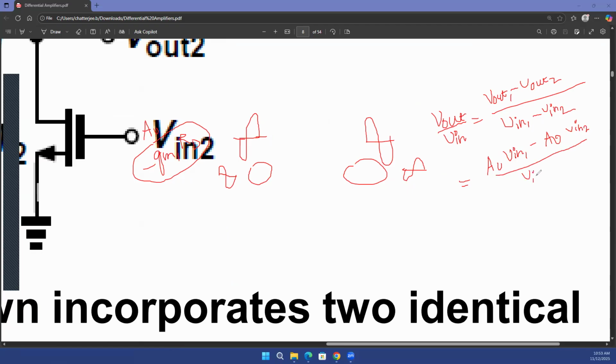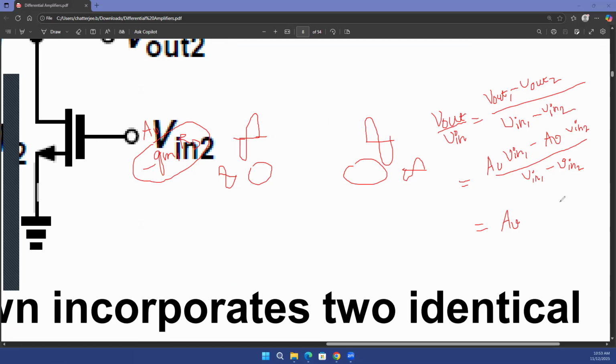Now, of course, you can take AV common for both the two terms in the numerator. So you'll have AV times V in 1 minus V in 2, and in the denominator, you have V in 1 minus V in 2. That means the gain is just AV. So it's the same as the gain that you had in the single-ended scenario. The gain does not change.